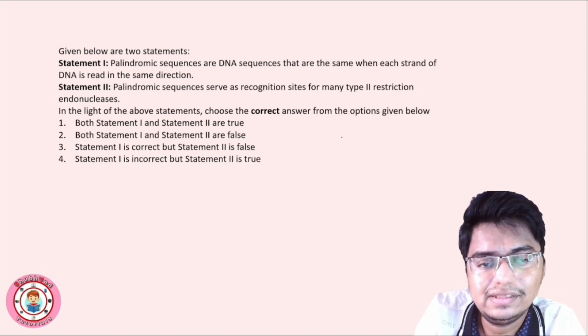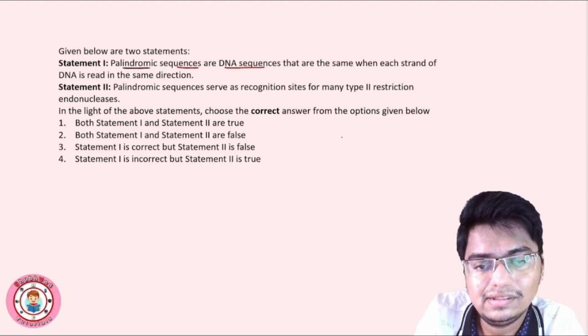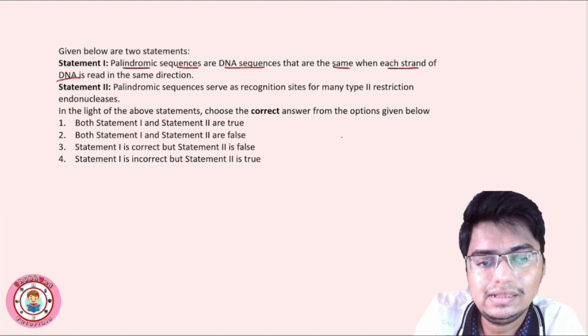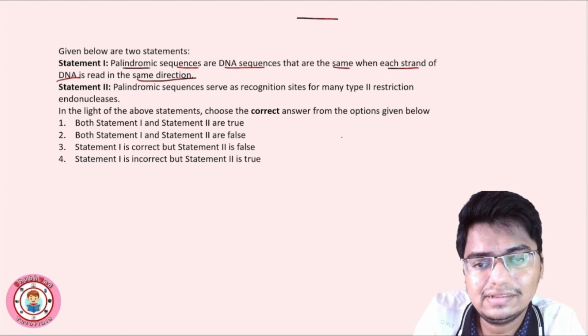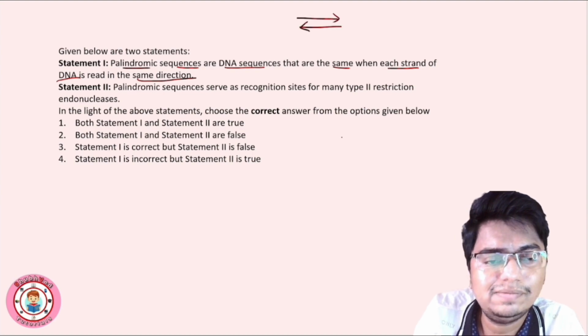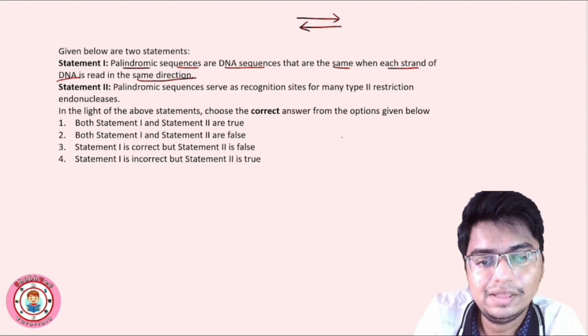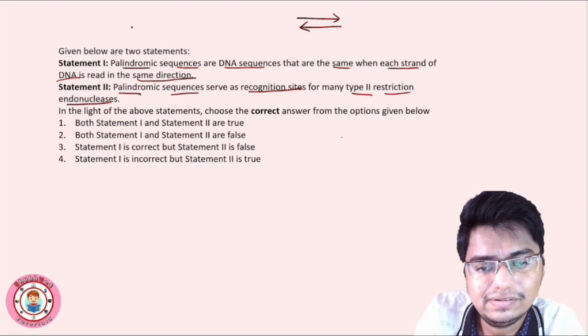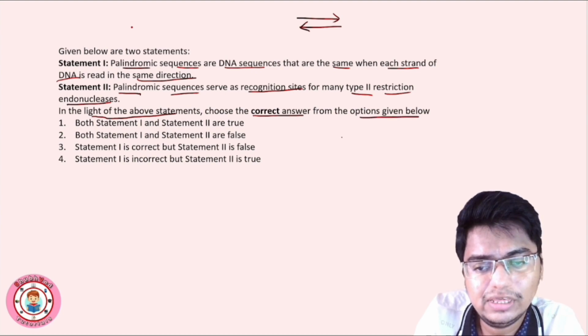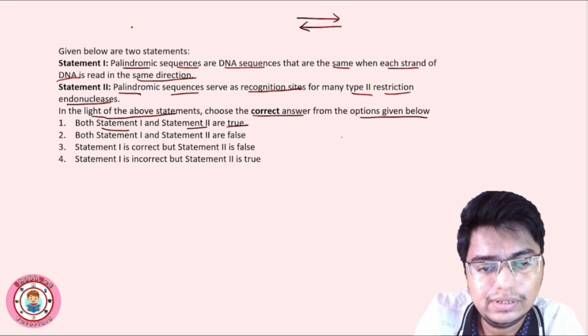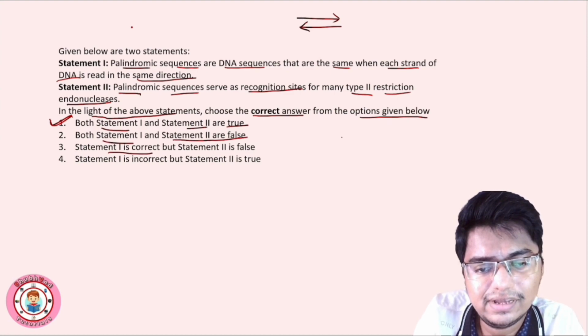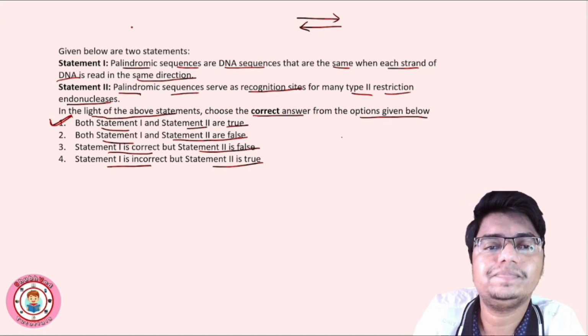Given below are two statements. Statement 1: palindromic sequences are DNA sequences that are the same when each strand of DNA is read in the same direction. Yes, meaning a sequence that reads the same from here and from here, in both directions it is the same, right? So statement 1 is true. Statement 2: palindromic sequences serve as recognition sites for many type 2 restriction endonucleases. Yes, right. In light of the above statements, choose the correct answer from the options given below. Both statements 1 and 2 are true. Yes. Statements 1 and 2 are false? No. Statement 1 is correct, statement 2 is false? No. Both are correct statements, right.